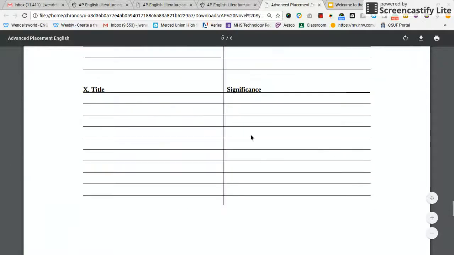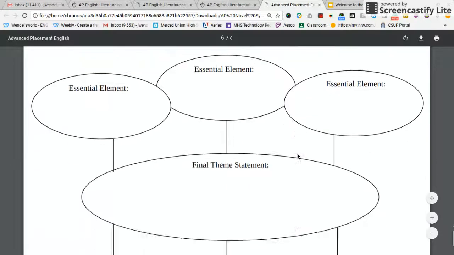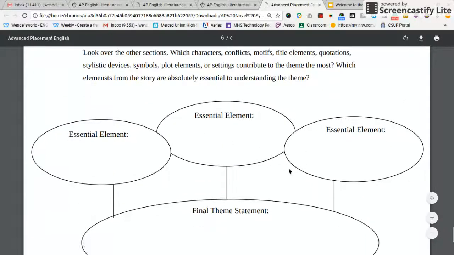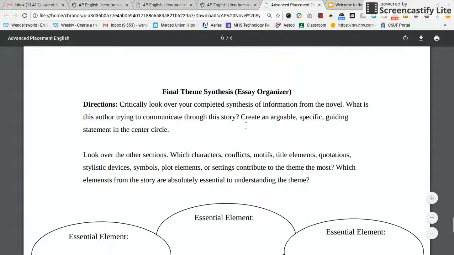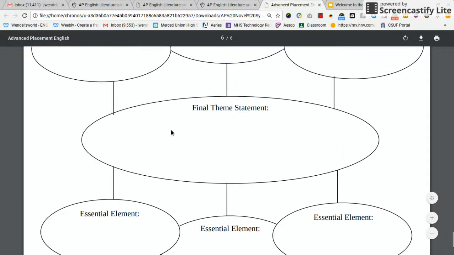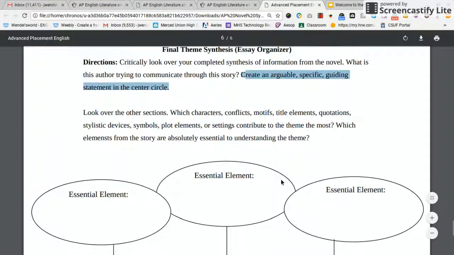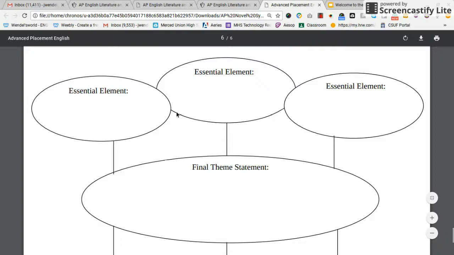When you get done with this is the final stage, and this is really important. Down here, you'll develop your theme statement, and you want to make sure with your theme statement right here that you create an arguable, specific guiding statement in the central circle. We talked about what makes a really good theme statement. It has to be arguable, it needs to be specific from the text, it needs to guide your essay. Then you're going to look at that statement and say, okay, what contributed mostly to this theme? For whatever that theme is, whatever that statement is, about life that the author's conveying.